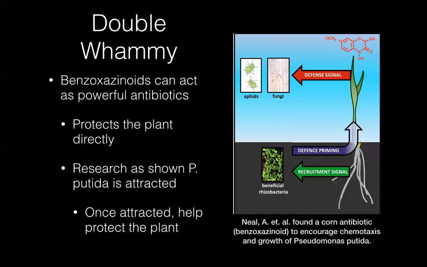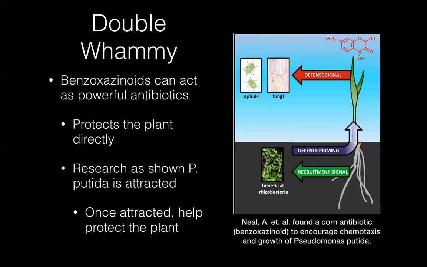Benzoxazinoids act directly as powerful antibiotics against aphids and fungi. So that makes sense. The plant's going to produce it and put it up in the leaf tissue where it's being attacked. It will also send those benzoxazinoids down through the root. And what the researchers have found is that it actually recruits or draws in Pseudomonas putida. The Pseudomonas putida acts through ISR to help reduce the incidence of the aphids and the fungi, as well as increasing the protection for those roots.